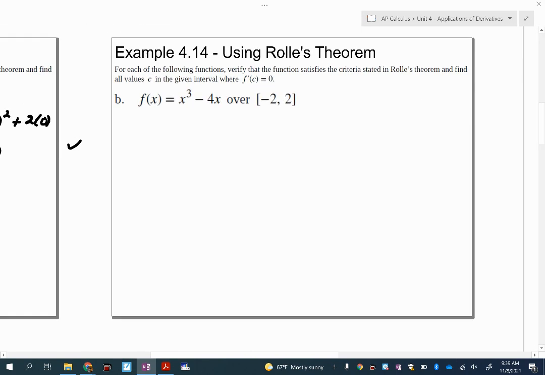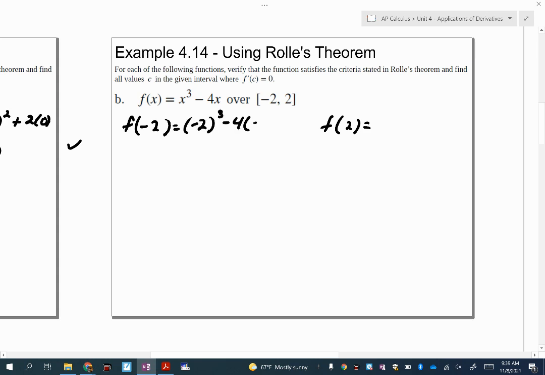Same process, guys. All right, another polynomial. This time it's a cubic function. So it's still going to be continuous everywhere, and it's differentiable everywhere. So we know we're good there. Let's plug in -2 and +2. So we have -2 cubed minus 4 times -2, and 2 cubed minus 4 times 2.